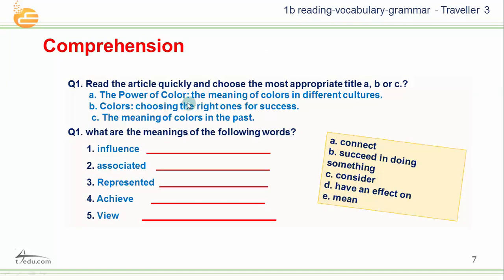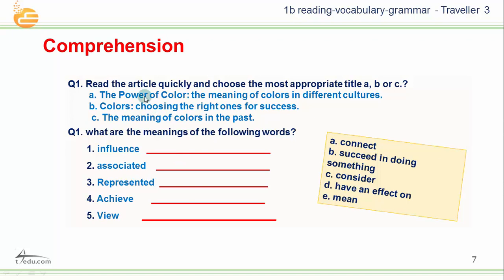Now, we have two questions here about what we read. One, read the article quickly and choose the most appropriate title. Was it A, B, or C? And then we have another question. What are the meanings of the following words? And we need this box to match it with 1 to 5.